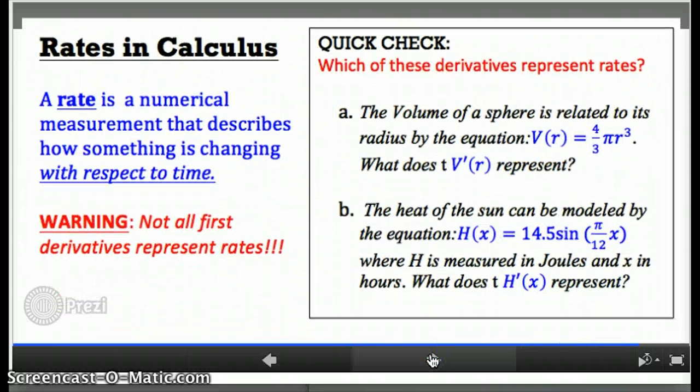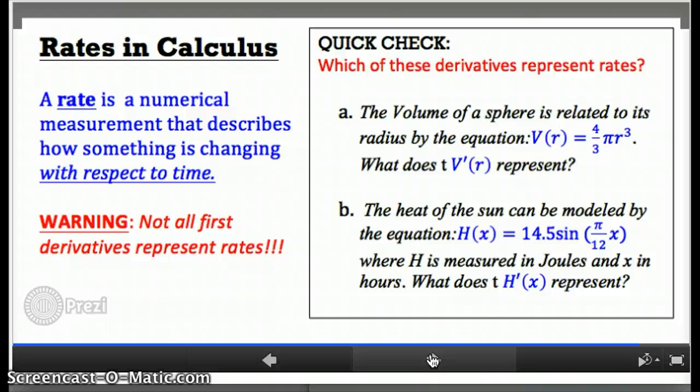So let's talk a little more about rates. A rate is a numerical measurement that describes how something is changing with respect to time. This should sound familiar because we started this whole unit by talking about velocity, and that was basically the rate at which something's moving. But you may be really comfortable saying, oh yeah, velocity is the first derivative, and I want to warn you that that's a little bit too simple.